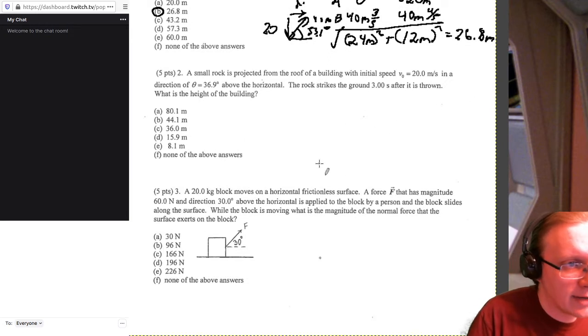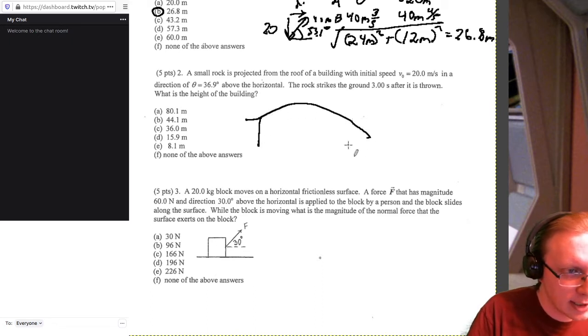Alrighty. Now we have a kinematic question. A small rock is projected from the roof of a building with initial speed 20 meters per second in a direction of 36.9 degrees above the horizontal. The rock strikes the ground 3 seconds after it is thrown. What is the height of the building? Okay, so it goes off the top of the building and lands here. H here. We're told time is 3 seconds. 36.9 degrees goes here, and this is our 0 here.